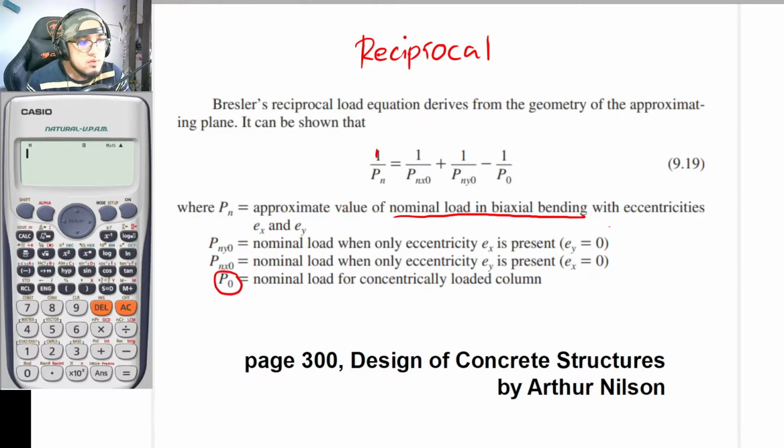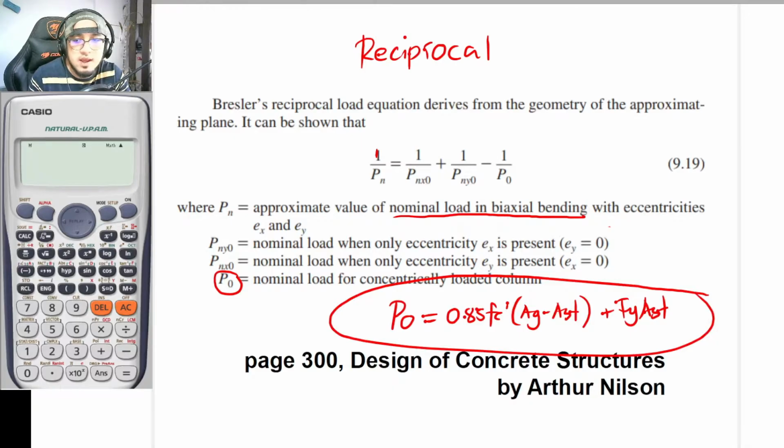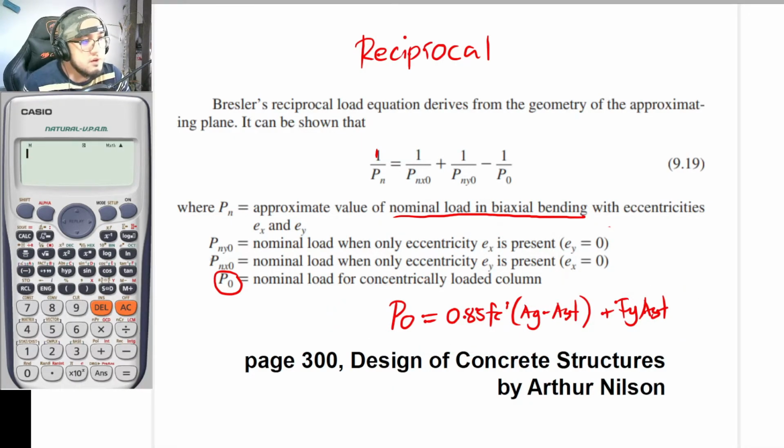And as for your Po, this is the nominal load for concentrically loaded columns. You already know how to solve that. It's very easy. Po is equal to 0.85 fc' times (Ag minus Ast) plus fy times Ast. You already know this, guys. For your values of Pnyo and Pnxo, it's very easy if you use an interaction diagram. If you use the analytic method, your answer will be more accurate, but it's more laborious. So in our example for today, let us just use the interaction diagram.